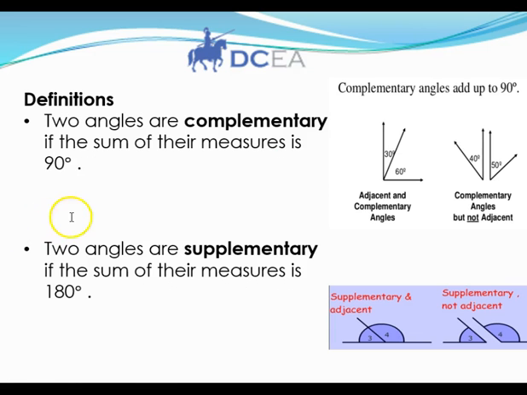Two more definitions. Two angles are complementary if the sum of their angles is 90 degrees. So this is two complementary angles. Their sum together equals 90 degrees. 30 plus 60 equals 90.